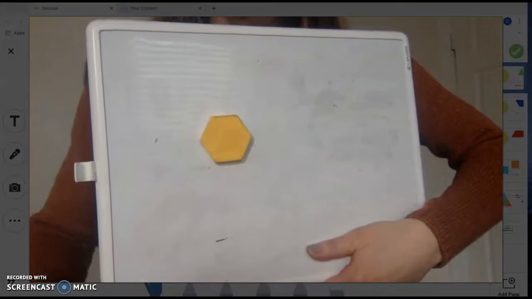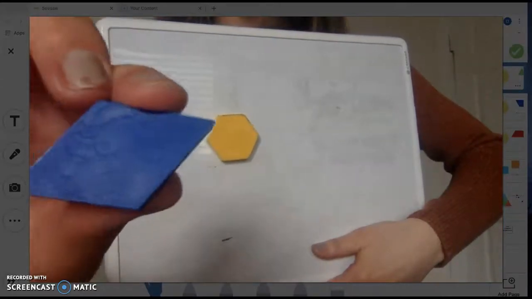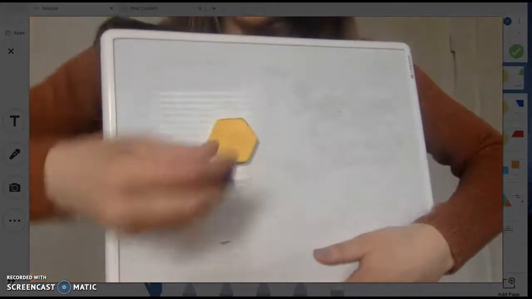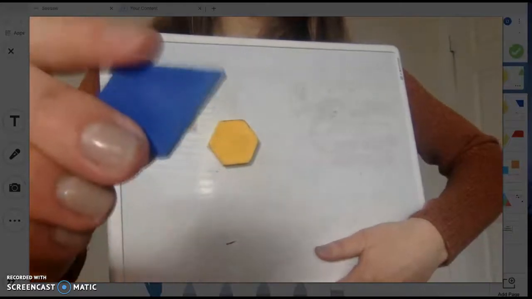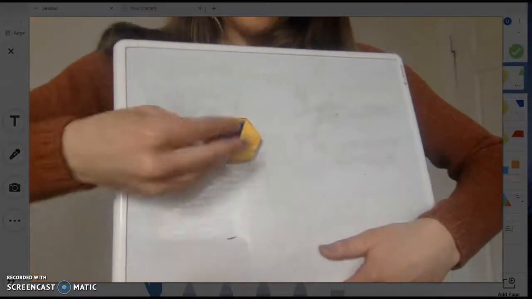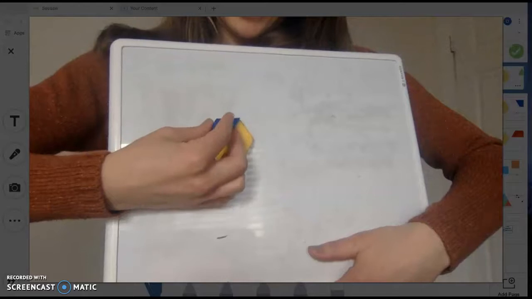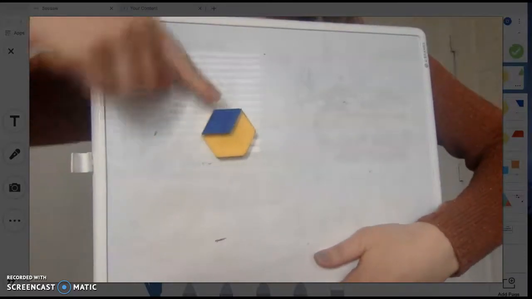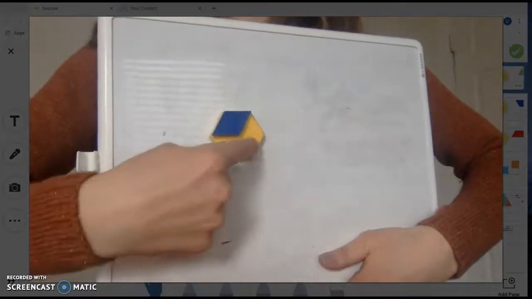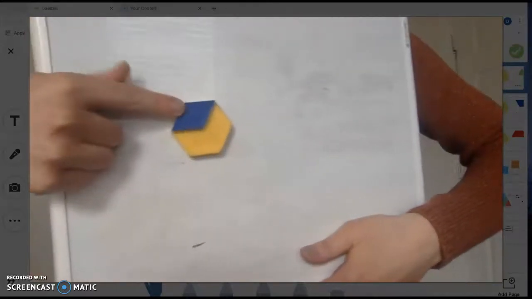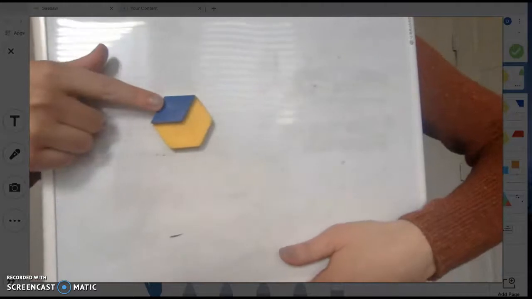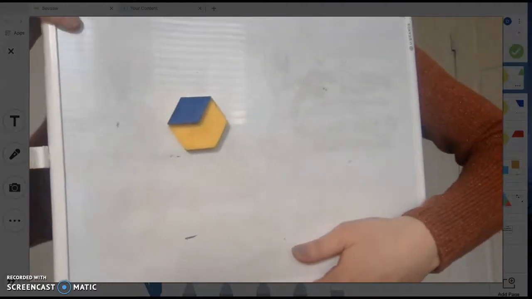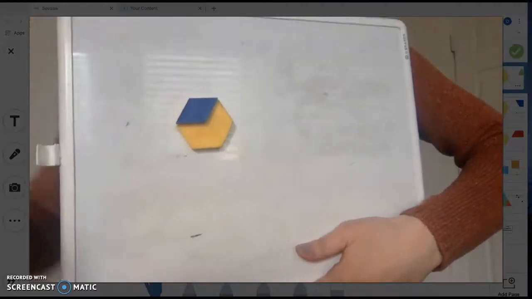What if I tried a rhombus? Remember, I want to match the sides of the rhombus to the hexagon. So if I put it here, does one rhombus make a hexagon? It doesn't, because I still have all this space left. I want you to make a prediction. How many rhombus will make a hexagon? Remember, a prediction is a guess.